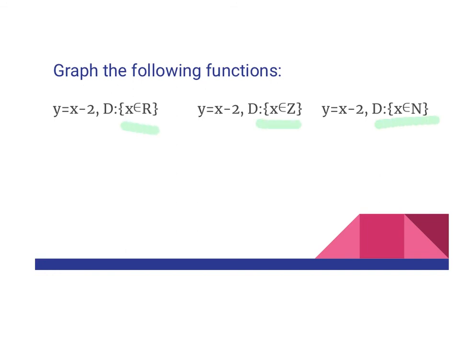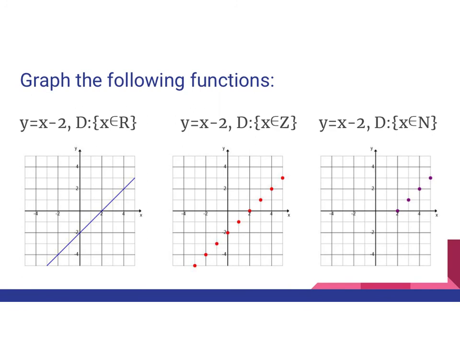So this is all just lines, right? It's the same line, but it's what is the line in the real number family, what is the line in the integer family, and what is the line in the natural number family. And that is how they look different. Remember, the line with real numbers is connected. With integers, it's just a series of dots. And in the natural numbers, they have to be greater than 0.